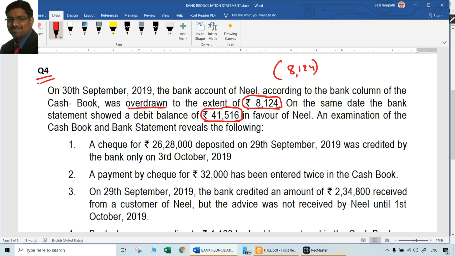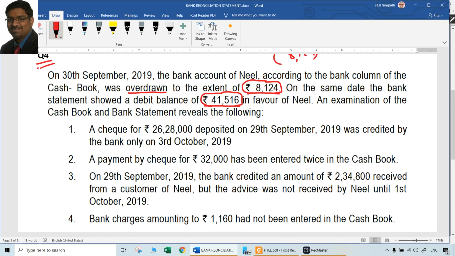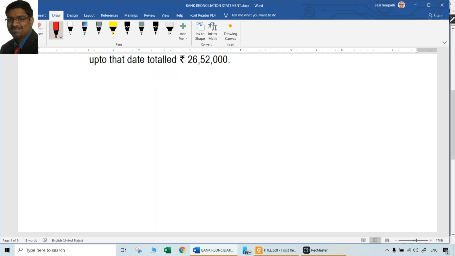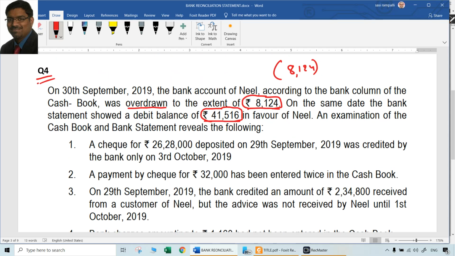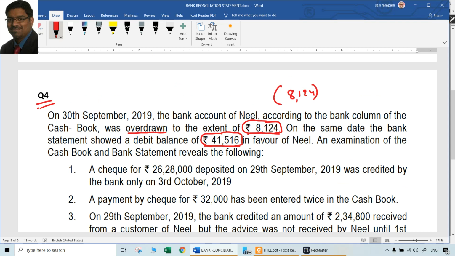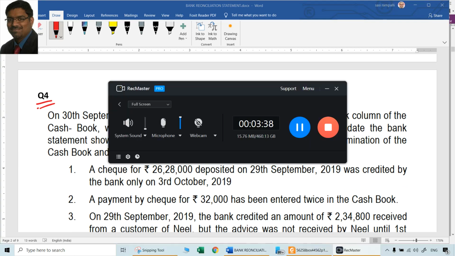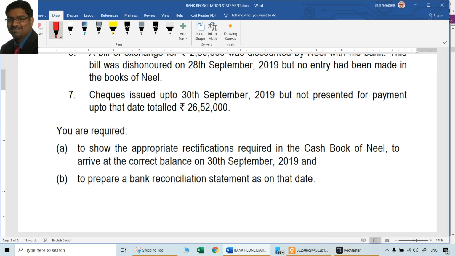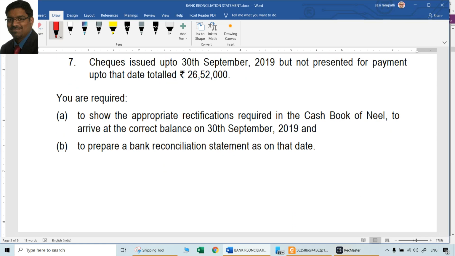An examination of the cash book and bank statement reveals the following information. Of course, so many points are there. What is required here is to show appropriate rectifications which are required in the cash book of Neil. So, we have to prepare a revised cash book or amended cash book, whatever we call it. Those things have to be shown in the cash book, all the rectifications if they are required to be made to arrive at the correct balance on 30th September 2019.